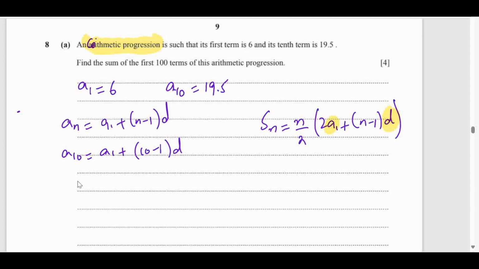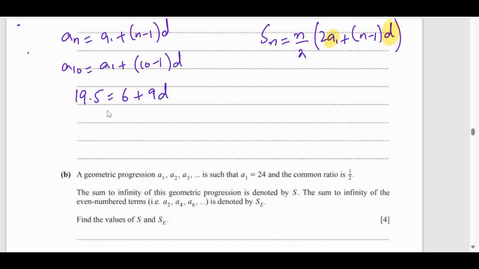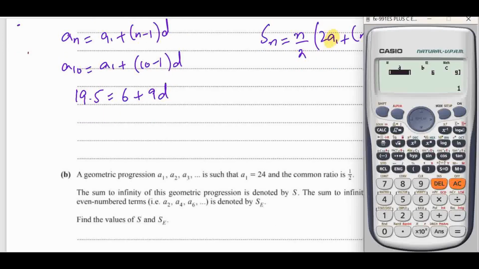Now a10 is 19.5. 19.5 is equal to 6 plus 9d. If we rearrange it, we get the value of 19.5 minus 6. 19.5 minus 6 will be 27 by 2, then divided by 9, it will give us 3 by 2.